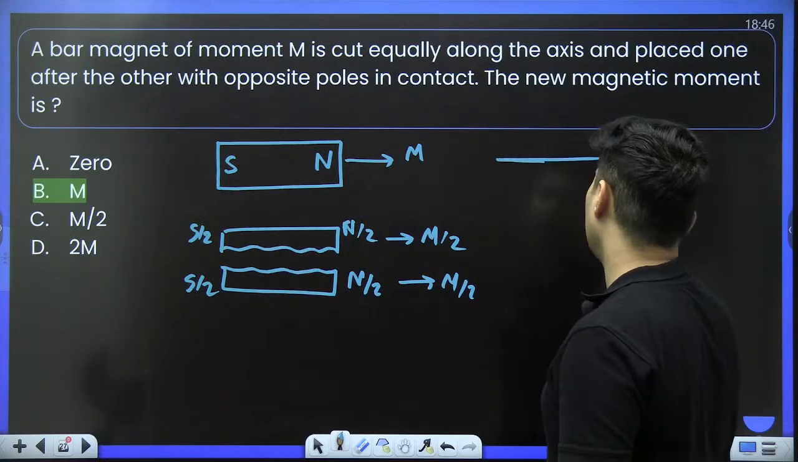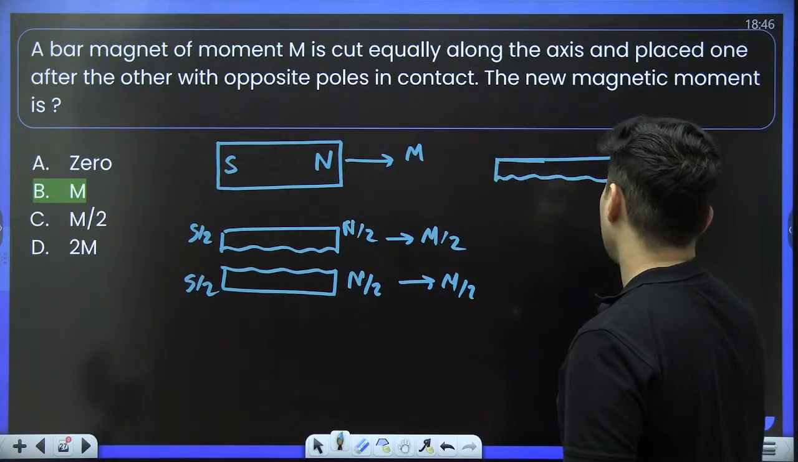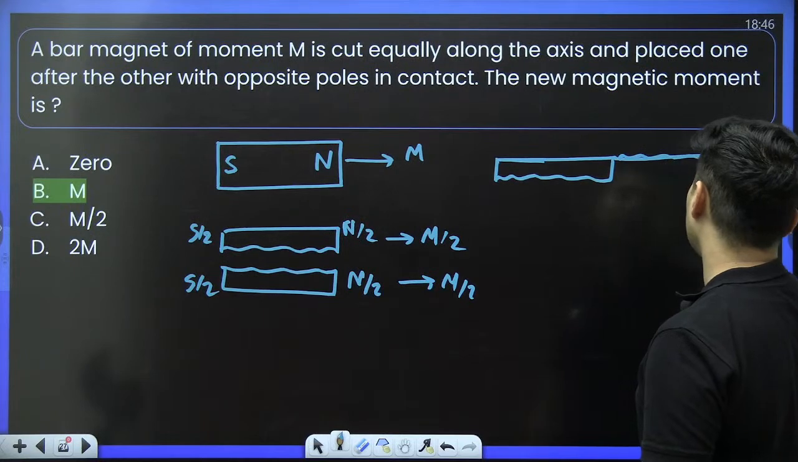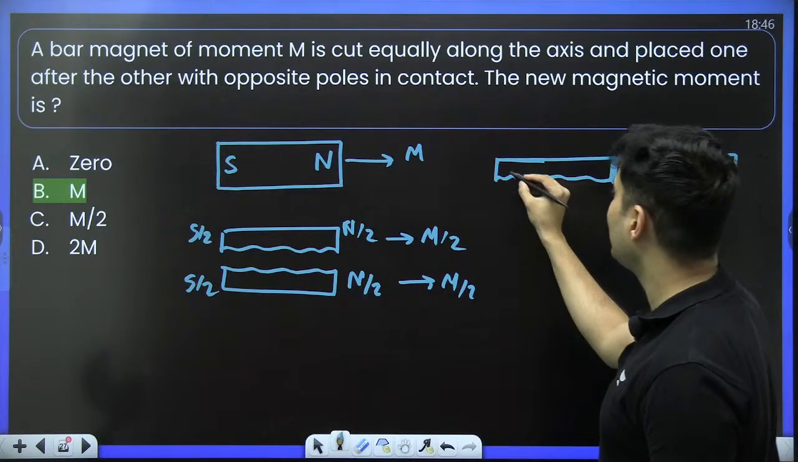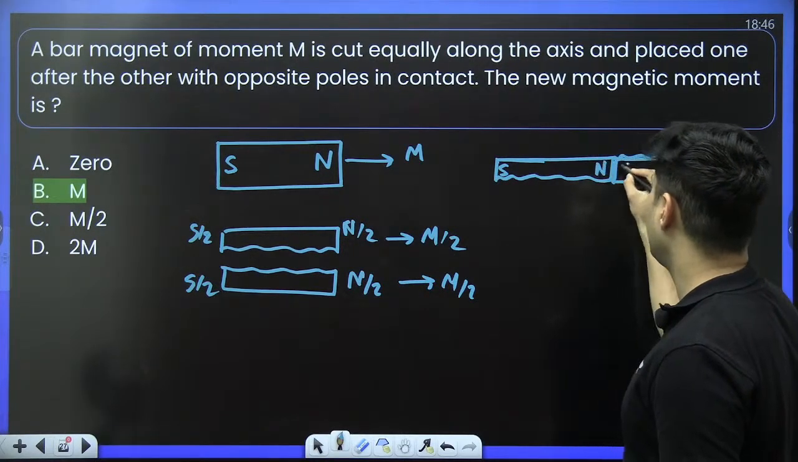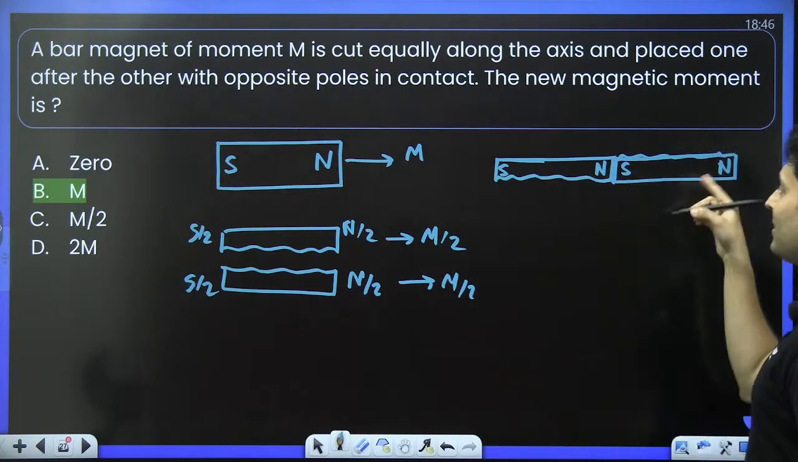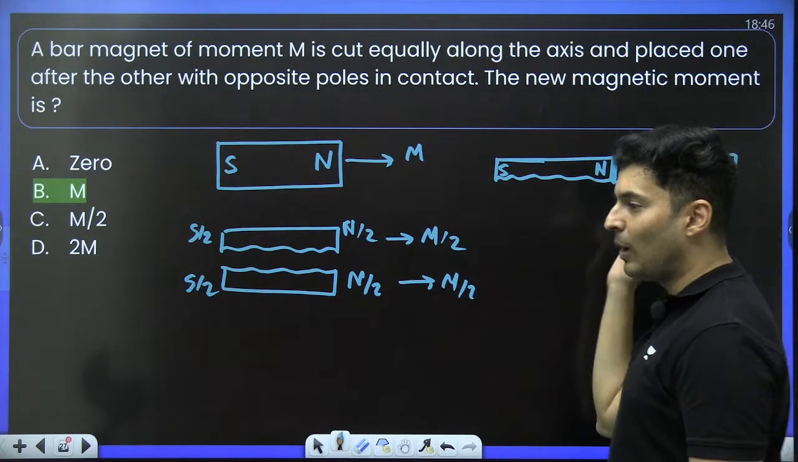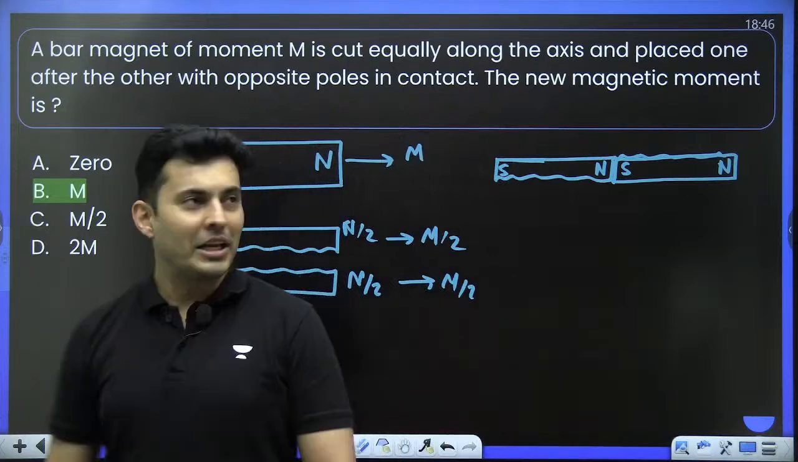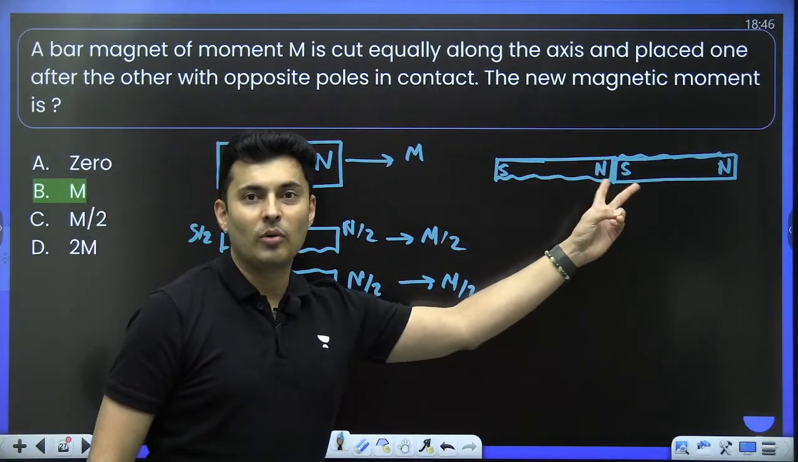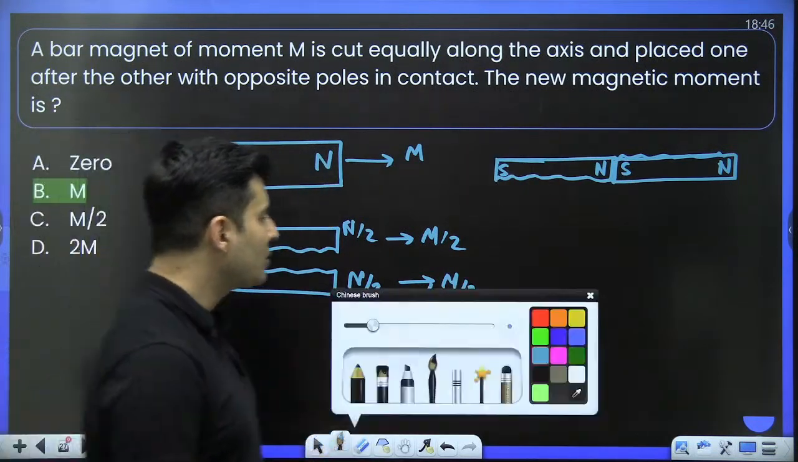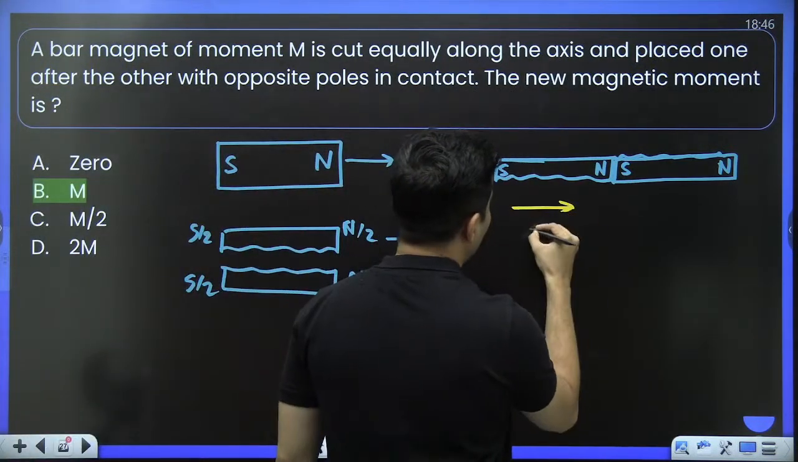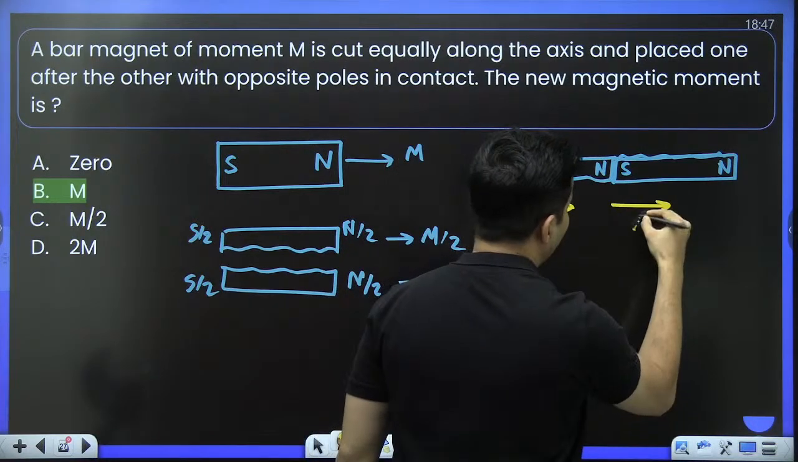You have taken both these magnets and placed them one after the other, where opposite polarities are in contact. That means if this is south, this is north, this is south, this is north. This is how it has been arranged. Can you see how the opposite polarities are in contact one after the other? Now each of them has a magnetic moment M by 2 and M by 2.